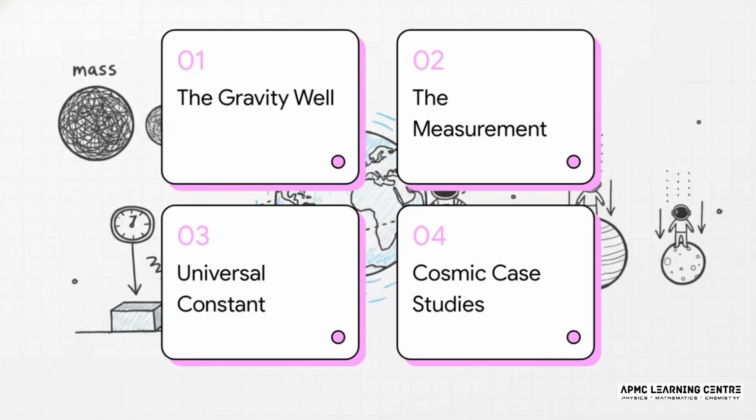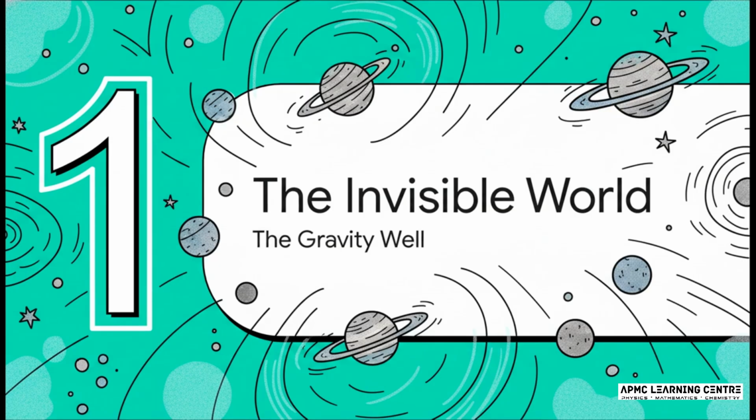To build this understanding, we're going to follow a four-part blueprint today. We'll start with the invisible gravity well, move on to defining the measurement, tackle the universal constant, and wrap things up with some really cool cosmic case studies. So, let's kick things off.